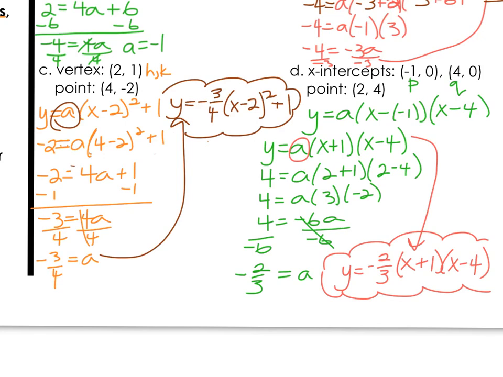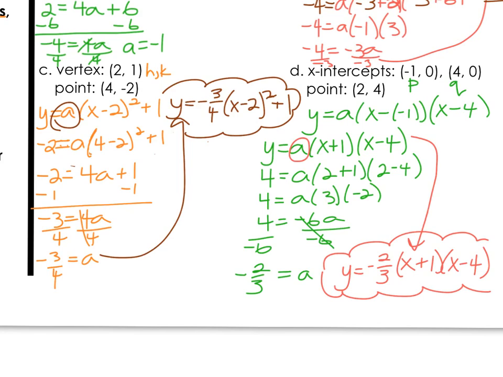Plugging in 2 for x and 4 for y gave me an a value of negative 2/3. Finally, I plugged that back in that step where I already put in the intercepts. y equals negative 2/3 times x plus 1 times x minus 4.